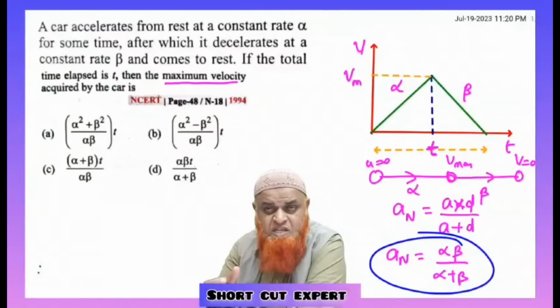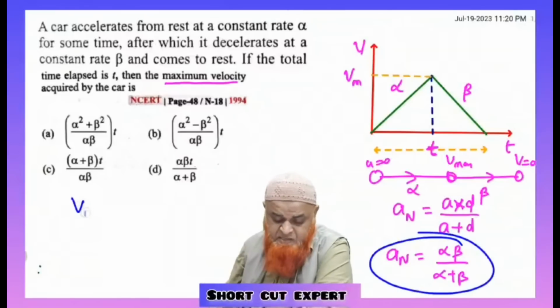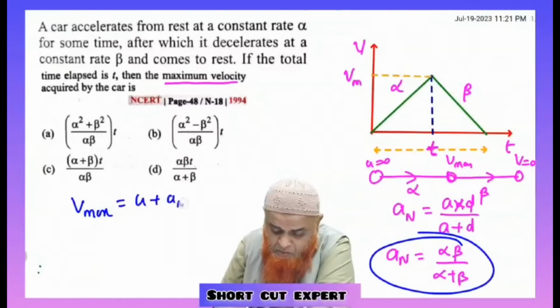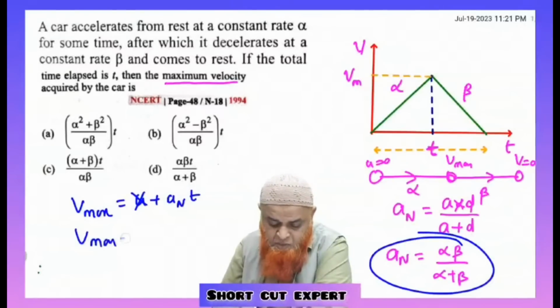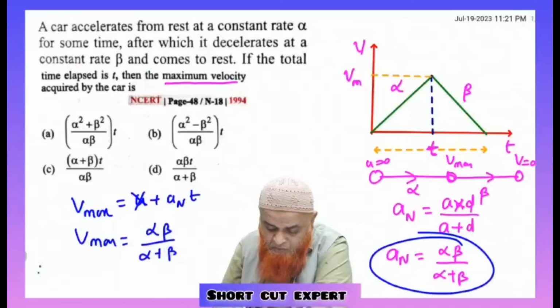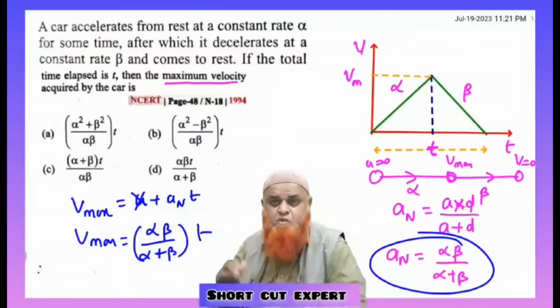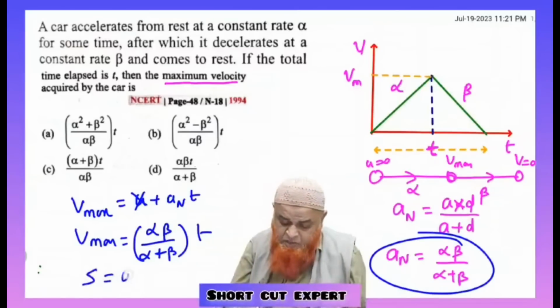You can find out displacement if you want. For example, if you want to find out maximum velocity, you know v = u + a_net × t. As u is 0, we can find maximum velocity as a_net times t, which is αβ/(α+β) into t. If you want to find out displacement, you can find it very simply.